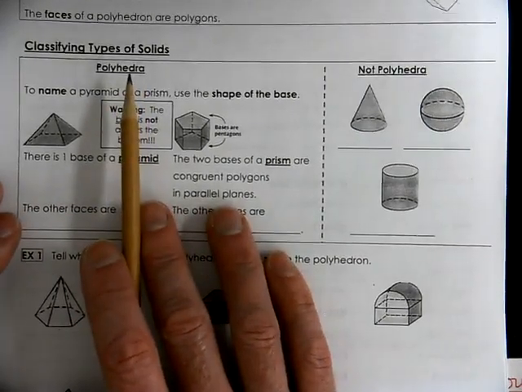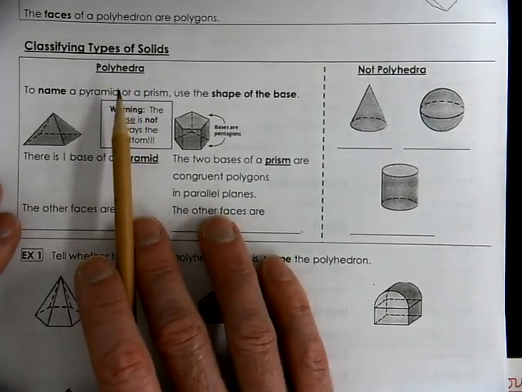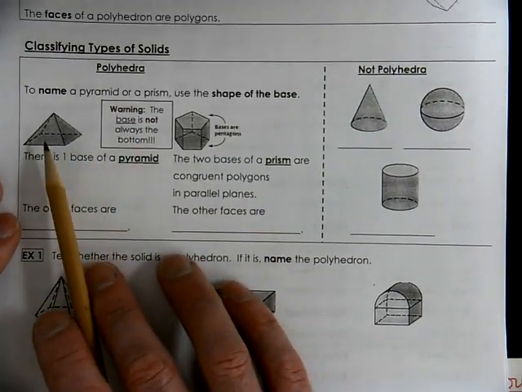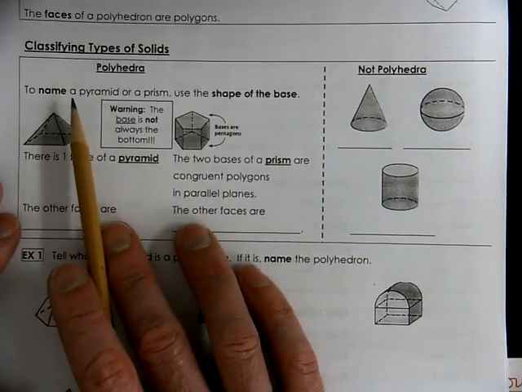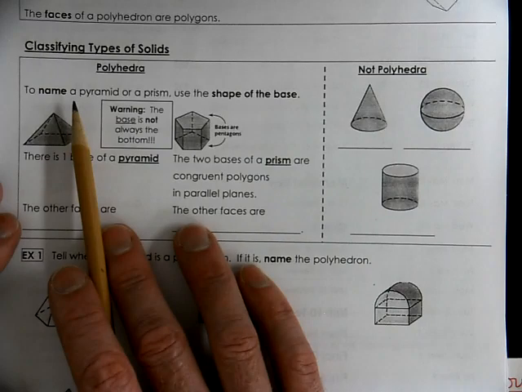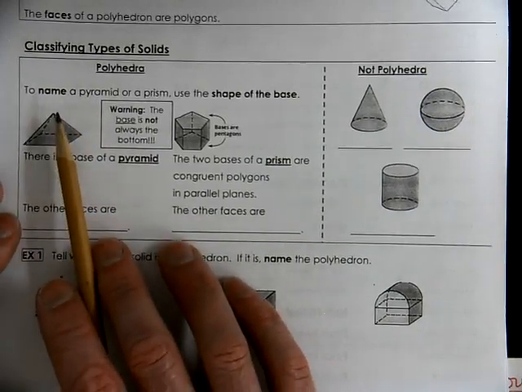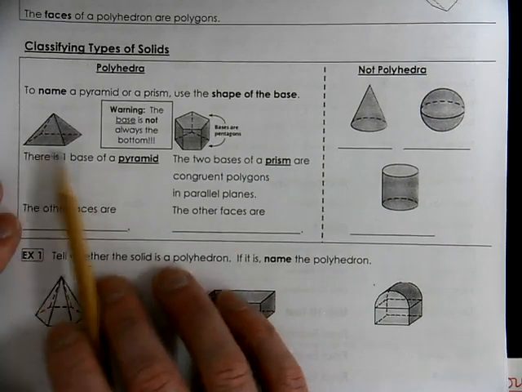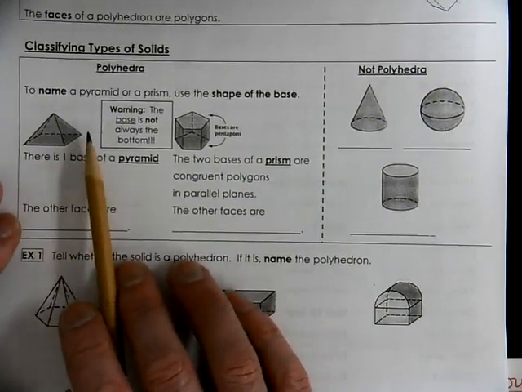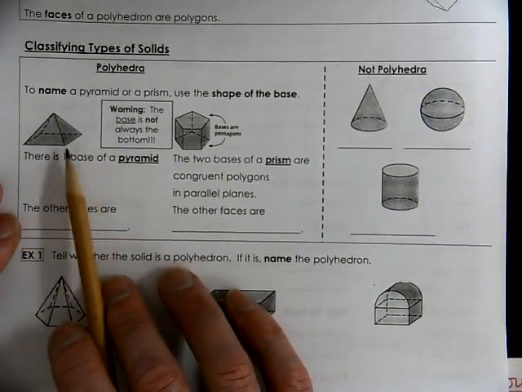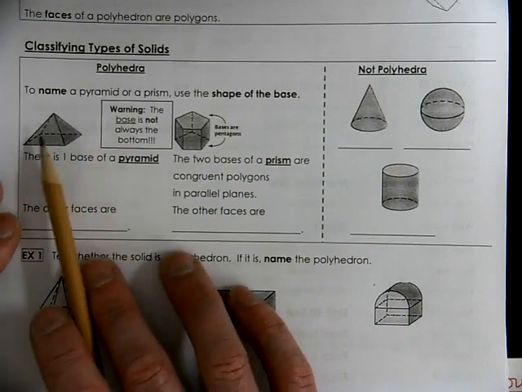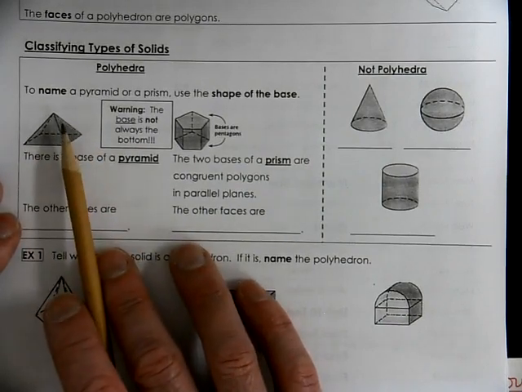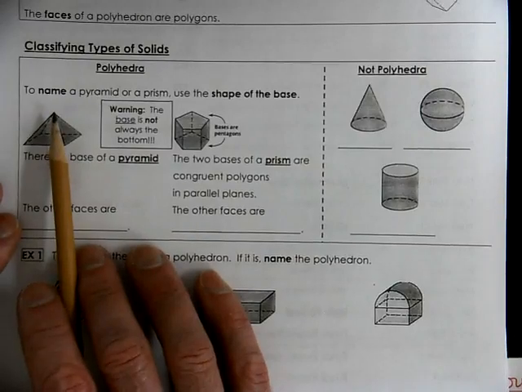So we have different types of polyhedra. Here we have a pyramid. A pyramid comes up to a point, and we name this pyramid by the type of base that it has. So this is a square. We call it a square pyramid. A pyramid comes to a single point.